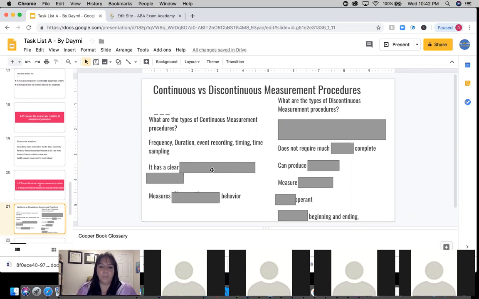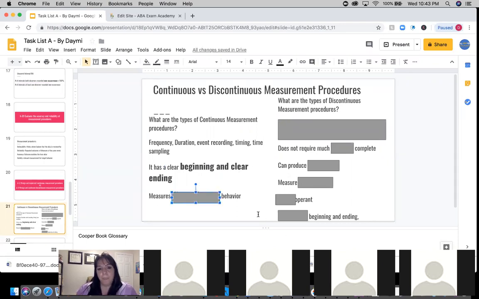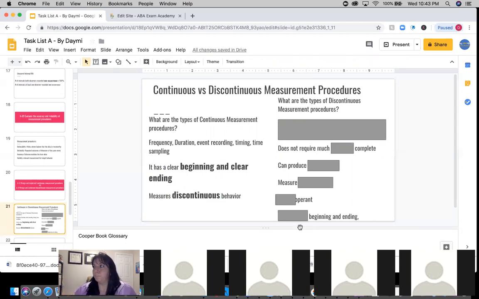So it has a clear what. So what is continuous measure? These are all facts about continuous measurement procedures. It has a clear beginning and ending, and it measures what behavior? Continuous measurement procedures measure what type of behavior? Discrete? Free operant. Oh, yeah. Discontinuous behavior. It's the opposite.